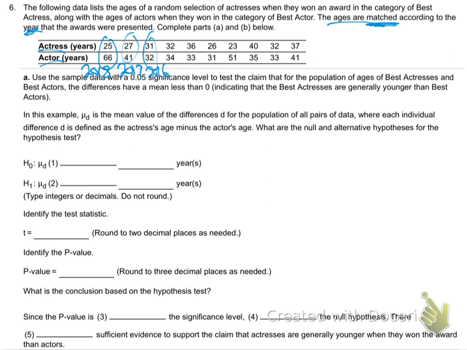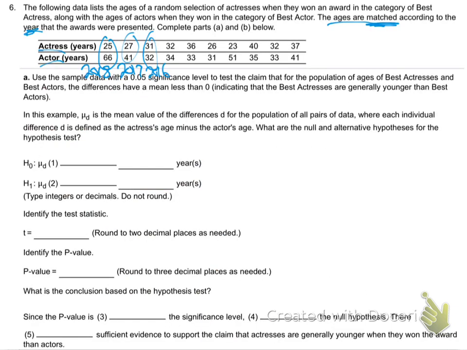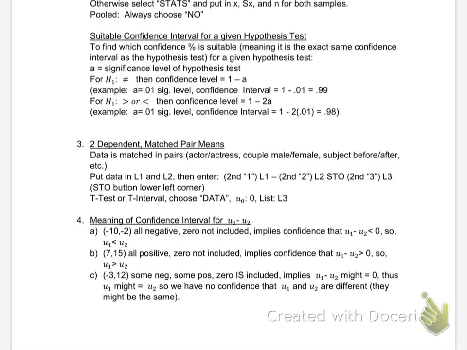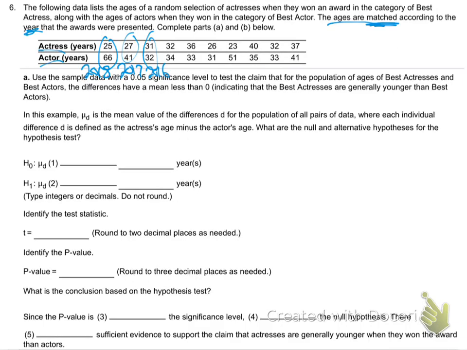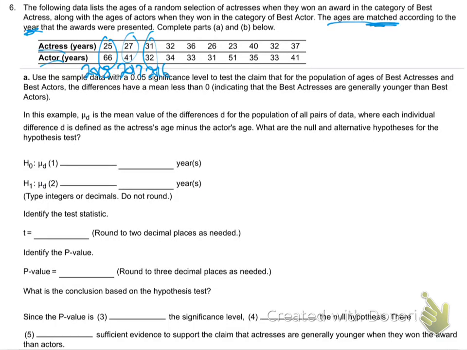So let's look at our chart for that. We'll go back to our chart for matched pair. Now, I need to go find the new one. Okay, so these are matched pairs. Let's go look for matched pairs. Put the data in L1 and L2, and then do L1 minus L2 stored in L3. So we're going to put this group in L1, this group of data in L2, and then, I should probably just erase this.